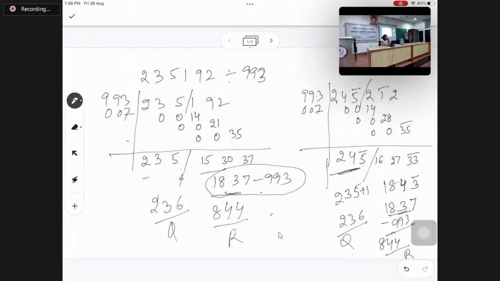Now, as I told you, all these numbers are less than the base. But if it is more than the base, then what happens?